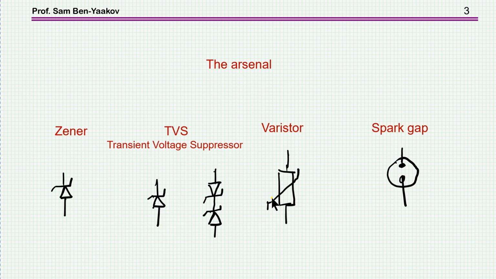And then we have the varistor, which is a relatively less expensive device, and it can protect against very high voltages and very high current. So this is a very versatile element, very economical.